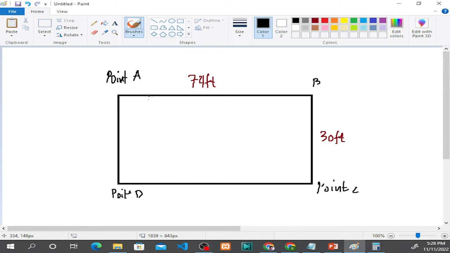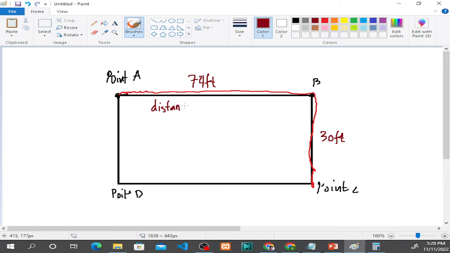If you are to run from point A going to point B, you will travel a distance of 74 feet. Let's say for example you run from point A and you reach point B. You did not stop there, and you reach point C. So my question now is, what is the distance traveled?